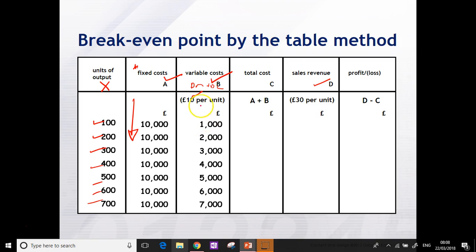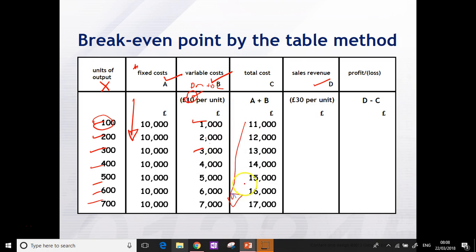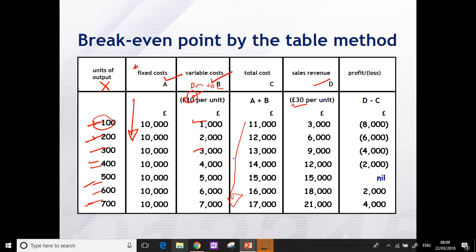We see a scenario where we have 10 times 100. That's 1,000. 10 times 200, 2,000. And we just go on. If I find the total cost, you will see the total cost increasing. Now, when I sell, I'm selling at £30. If I'm selling at £30, I'm selling my units, and you can see that increasing as well. And I can find my profit and loss.